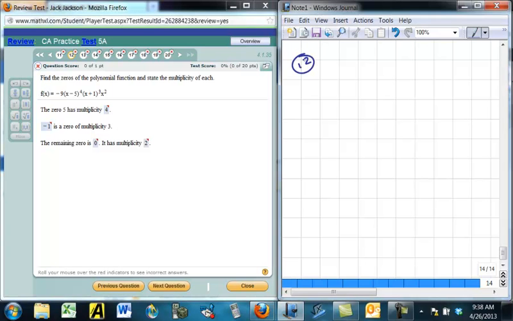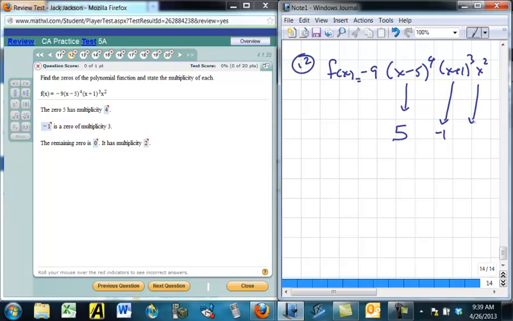12. Find the zeros. Well, if it's already factored, finding the zeros is easy. (x minus 5) to the 4th, (x plus 1) cubed, and x squared. What makes each of these factors 0? 5 is the one that makes that 0. Negative 1 is the one that makes that 0. And 0 is the one that makes that 0. In other words, (5, 0), (0, 0), and (negative 1, 0) are your x-intercepts.